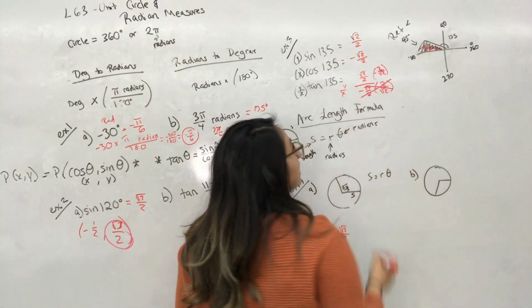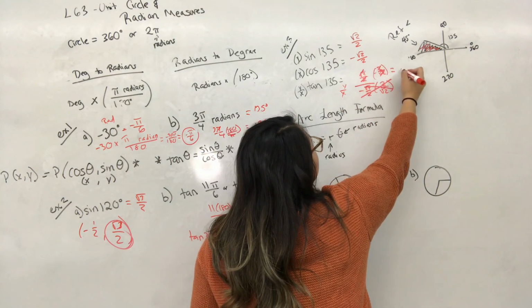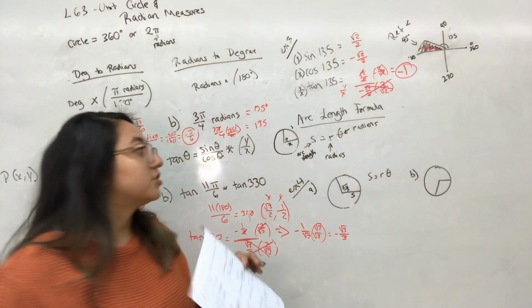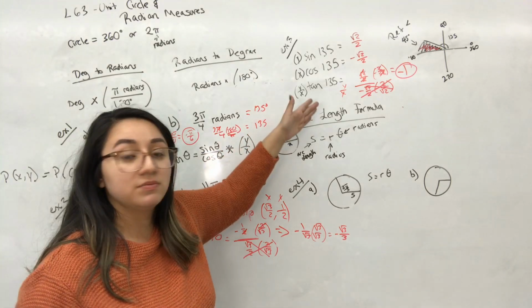So this whole thing cancels out. And if you see here, the 2's cancel out and the radical cancels out. But you're left with a negative, and it's always a negative 1. It doesn't turn into 0, it just turns into a negative 1. So your tangent of 135 is negative 1.